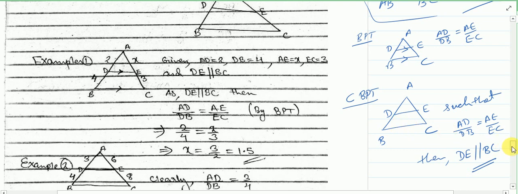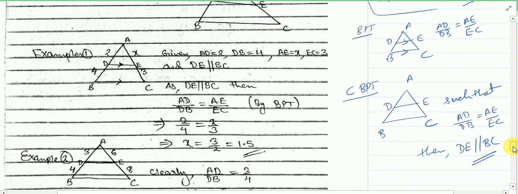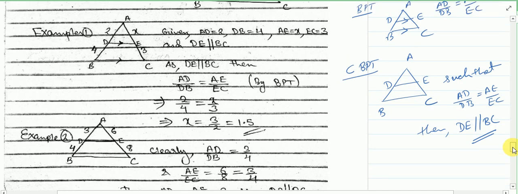Okay, so I'll just show you this statement. The converse of the basic proportionality theorem: if in triangle ABC, AD upon DB is equal to AE upon EC, then in that case this DE has to be parallel to BC. So you will write down, you will draw the figure. Okay, so now see examples.